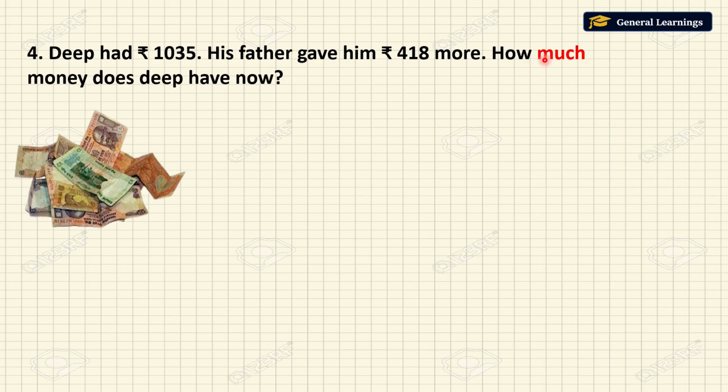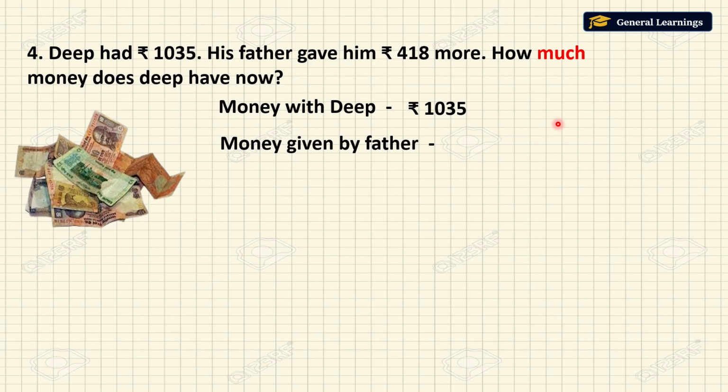So here they have given the hint "as much", so we should add the numbers. For that we should write the statement first. Money with Deep: how much money Deep had? He had 1035. How much money did his father give? His father gave rupees 480. So now we are going to find in total how much money Deep has.